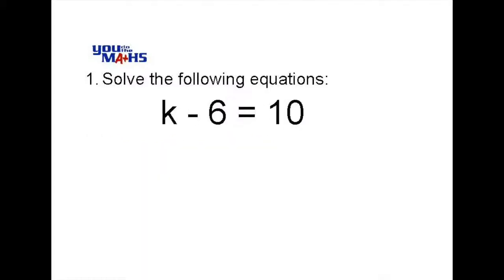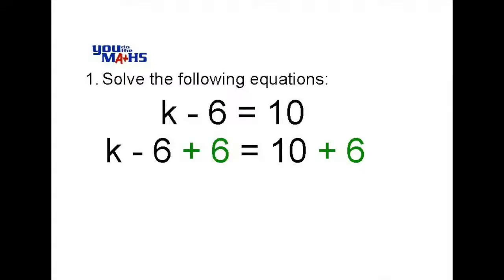In this problem we've got k minus 6 equals 10, and like before we need to find the value of the unknown, which is k. Now to remove a take 6 so that k is by itself, we need to add 6, in other words do the opposite of take 6. So we add 6 to both the left hand side and the right hand side so the equation stays balanced.